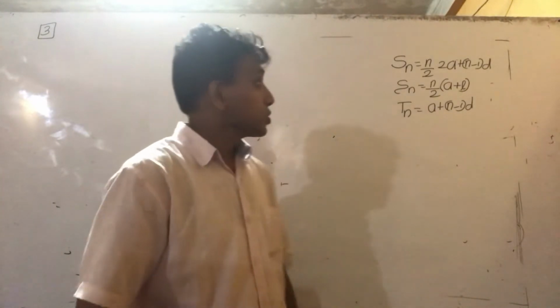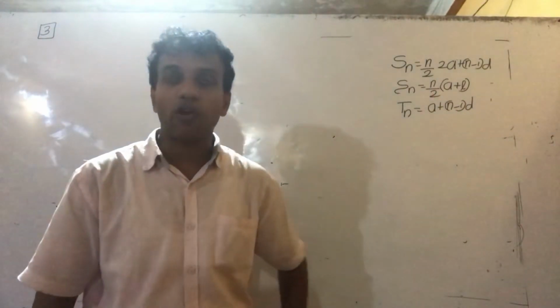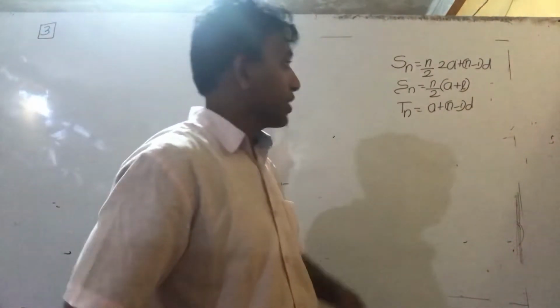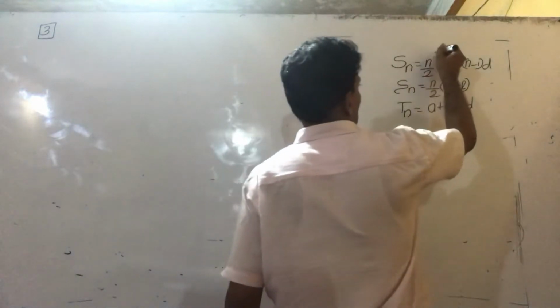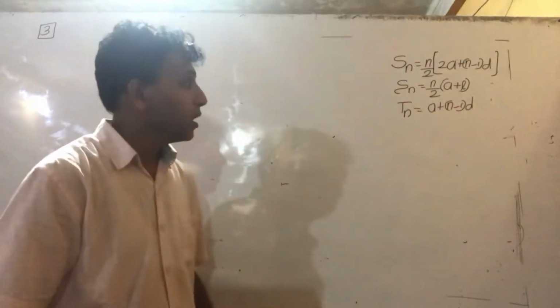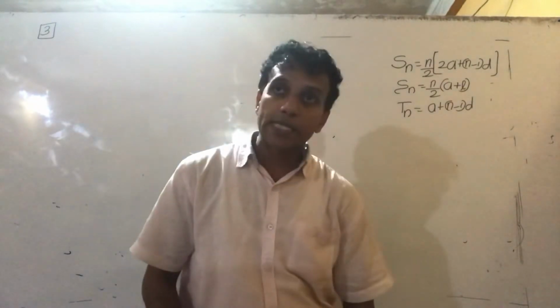So last time we learned the summation formulas: Sn equals n by 2 into (2a plus (n minus 1) into d), and Sn equals n by 2 into (a plus l), where l is the nth term.